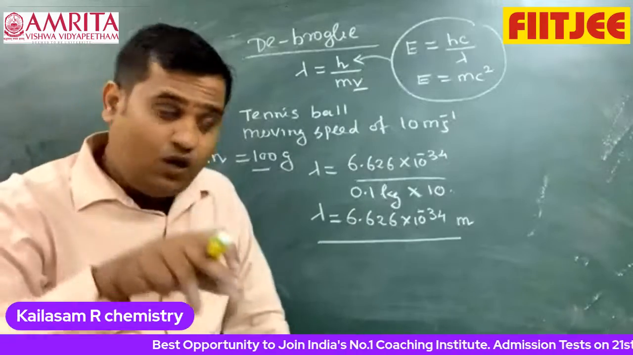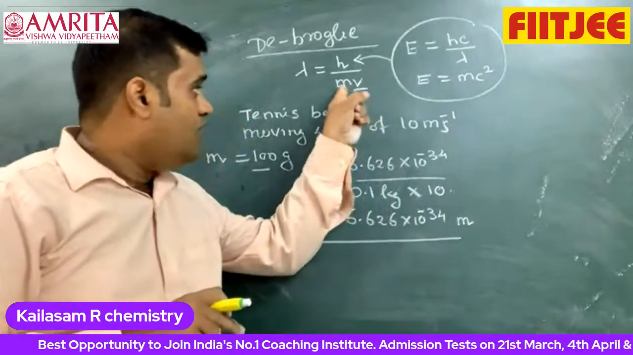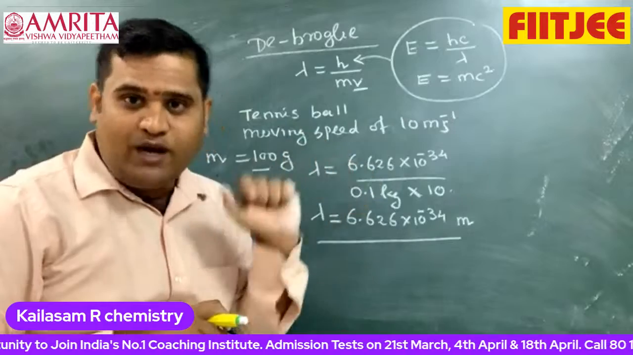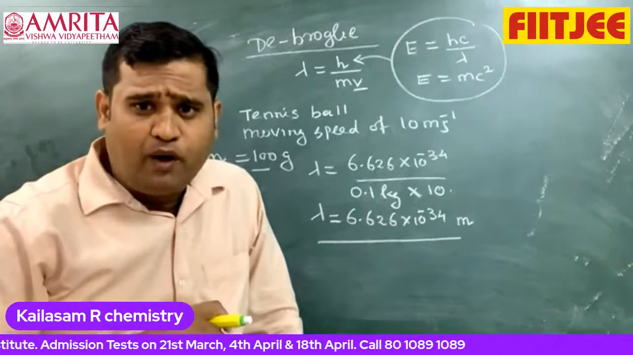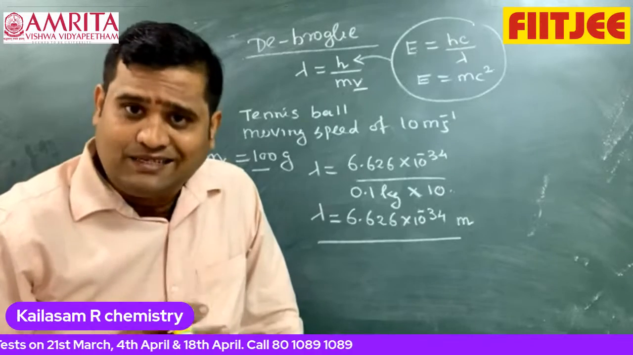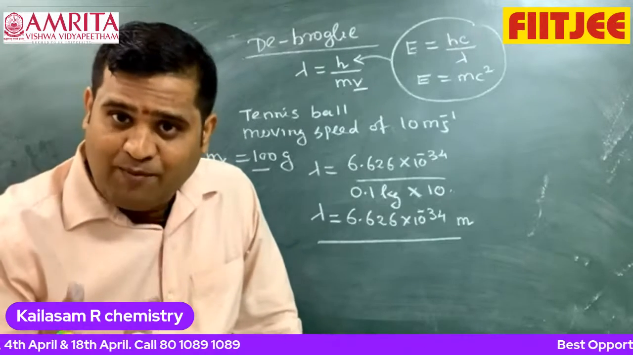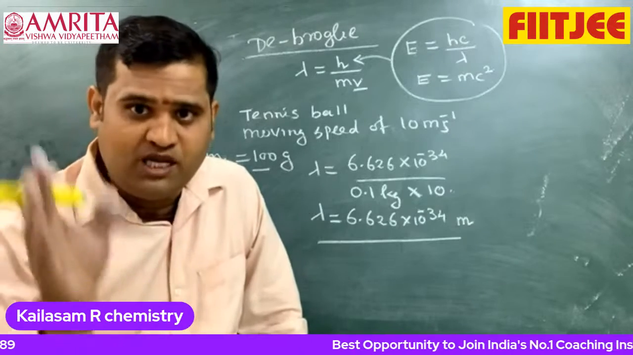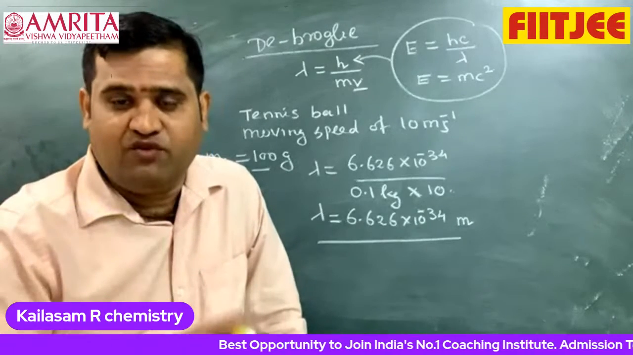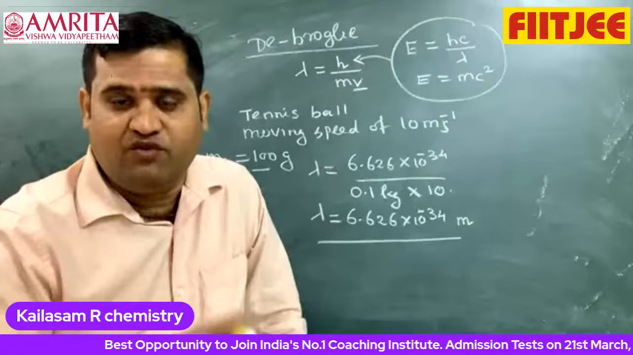But if you take the electron, the mass is going to come as 9.1 10 power minus 31. If we take the velocity of the first Bohr orbit as 2.18 10 power 6, you are able to find the lambda. The lambda is measurable. It will come approximately 1 Angstrom. Therefore, the de Broglie wave equation is only applicable for microscopic particles, such as the electron, which obeys that.